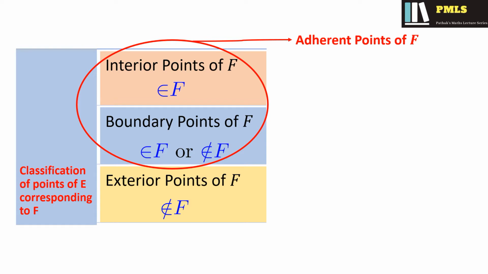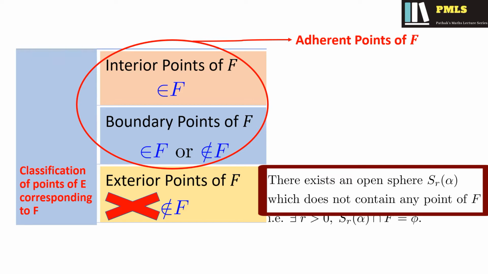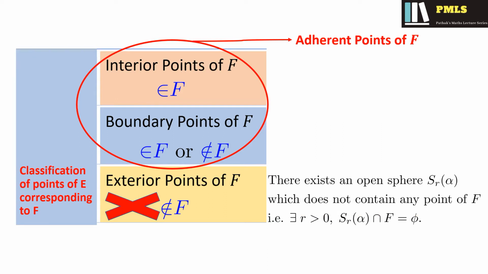But introducing a new term is not of much use in mathematics unless we associate a mathematical statement to it. So the question is, how to frame a mathematical statement for adherent points? A proper way could be to do away with the class of exterior points from the three classes and focus on the classes of interior points and boundary points. For accomplishing this job, let us have a look on the condition which is fulfilled by exterior points. What we are saying is α is an exterior point of F if there exists an open sphere S_r(α) which does not contain any point of F.